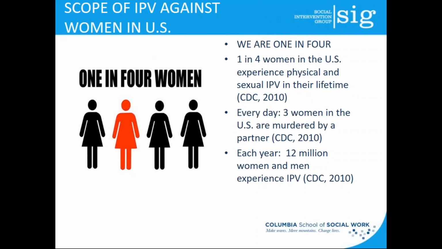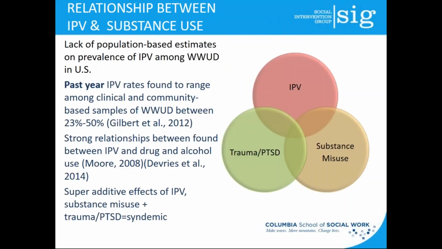cover now a little bit about the whole scope of intimate partner violence against women in the United States. 1 in 4 women experience physical or sexual intimate partner violence in their lifetime. And every day, 3 women in the U.S. are murdered by a partner, and 12 million women and men experience IPV. So this is a huge public health threat.